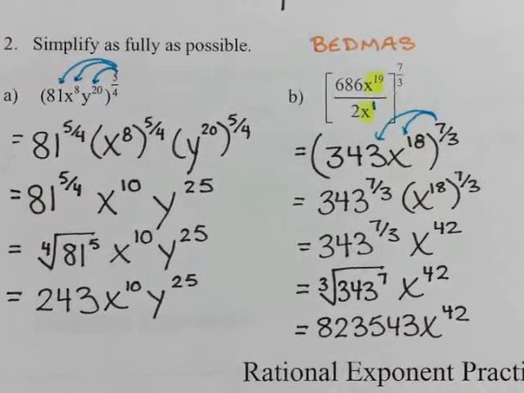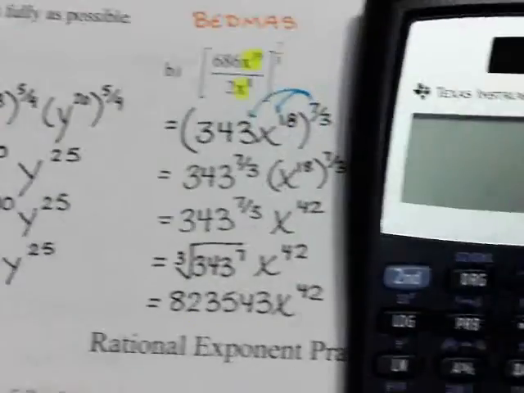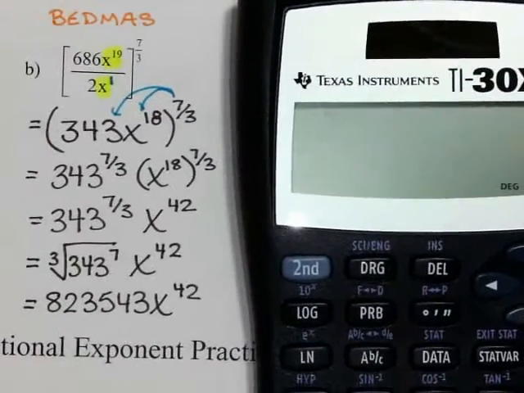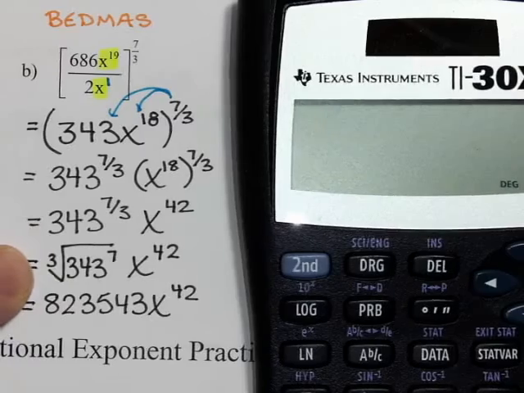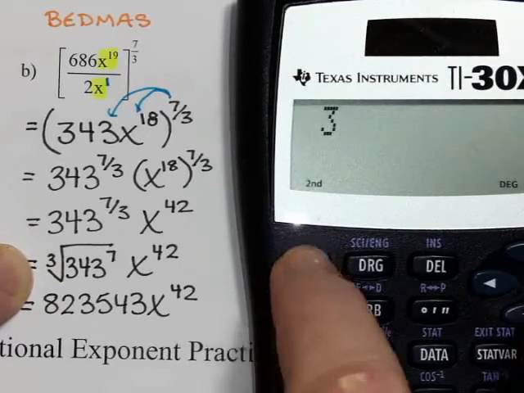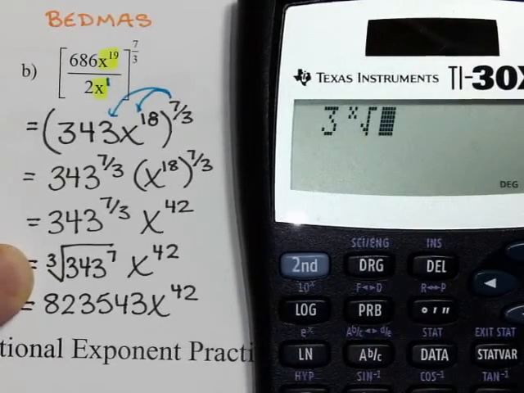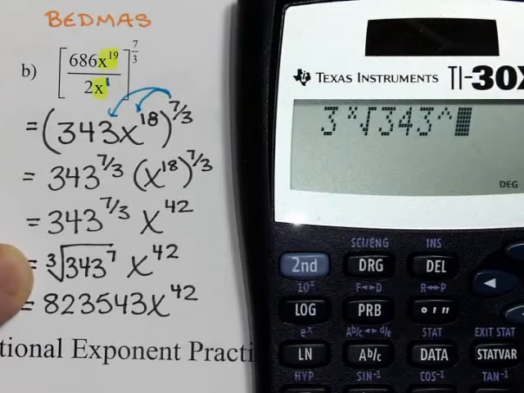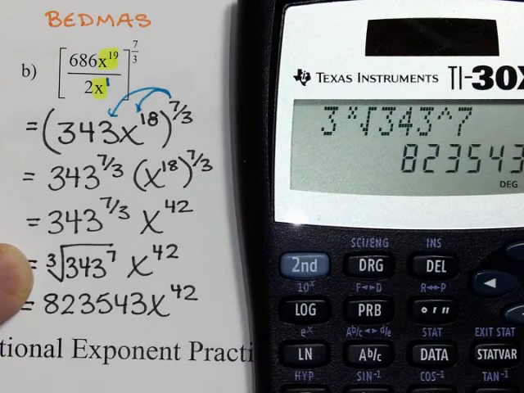If I try the other calculator, which displays on the other side, I'm going to do the 3 first. So I do 3, second, exponent, 343 to the power of 7. And I get 823,543.